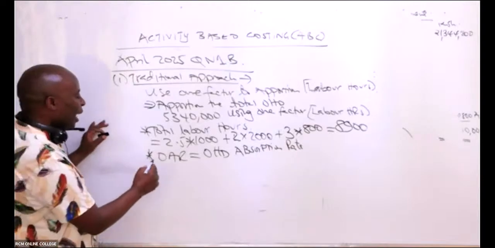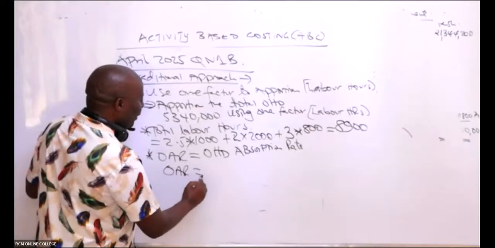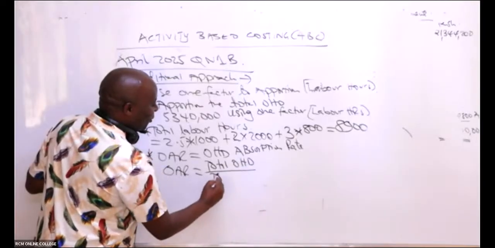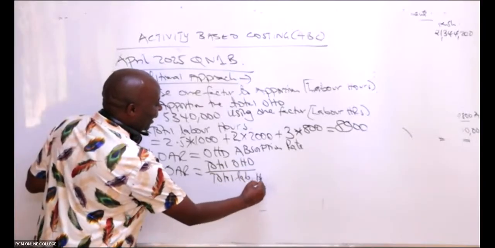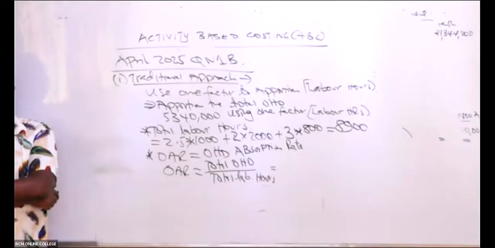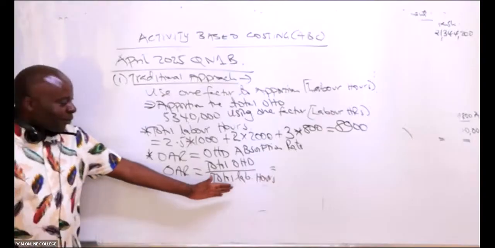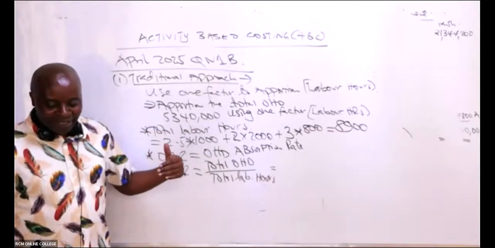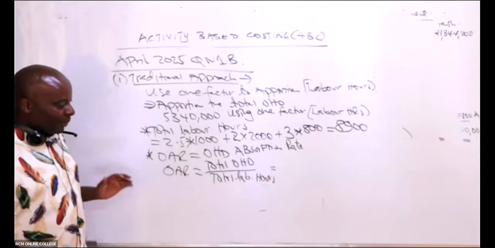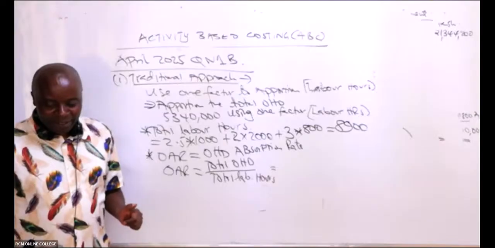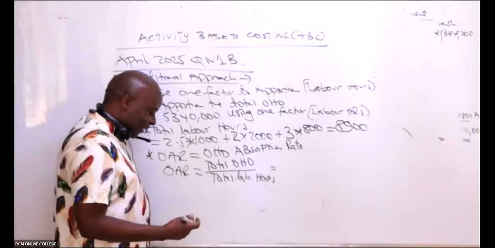How do I get this OAR? So OAR will be the total overhead all over the total labor hours, because here we must use the factor of absorption. The basis of absorption, and the basis in this case is labor hours. So total overhead over total labor hours. So total overhead, how much are we talking about?